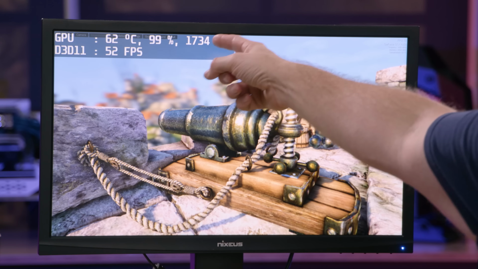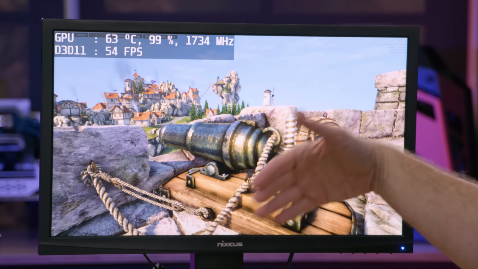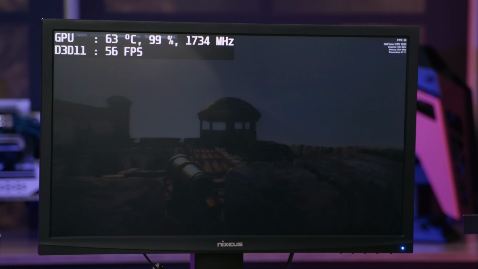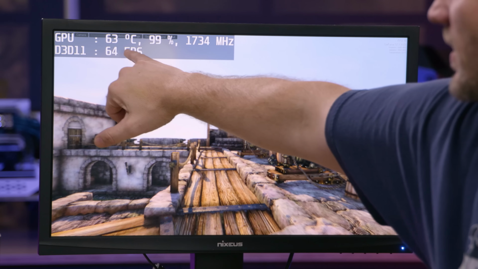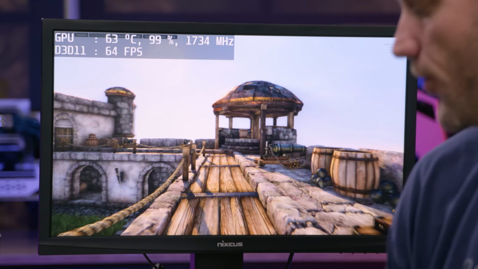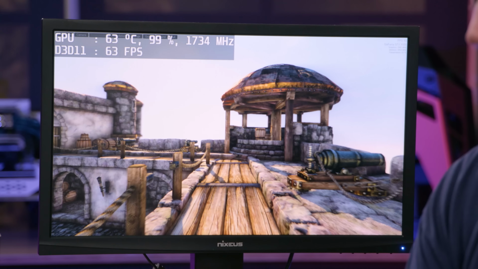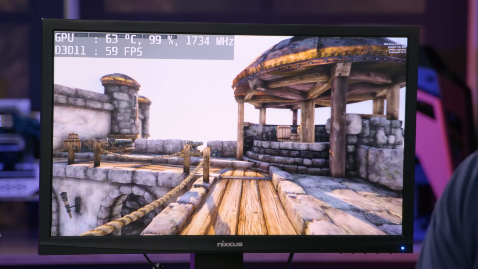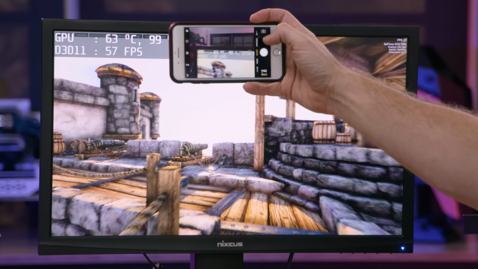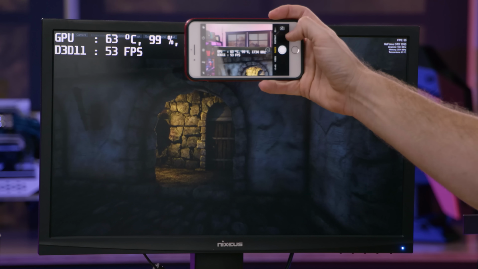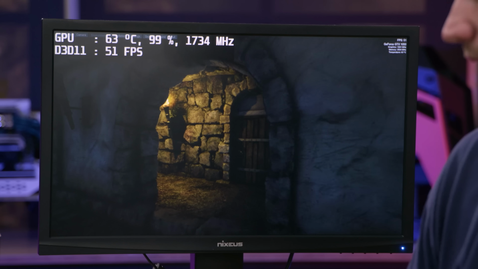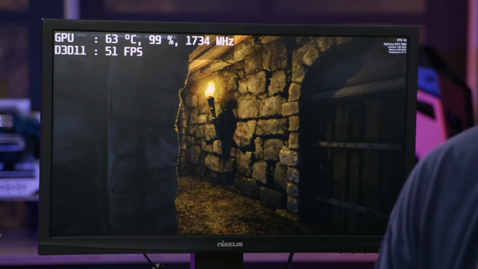So you saw we actually went down to 1696 for a second there. That's just that one scene. It doesn't use a lot of GPU. But you can see 63C, and 1734 MHz is where we basically capped out. I'm going to take a picture because I think my brain has reached the maximum capacity of what I can actually remember. And I don't remember those numbers.